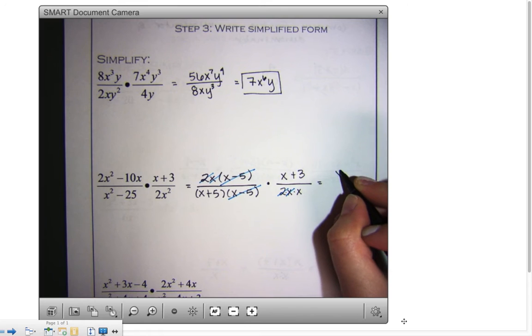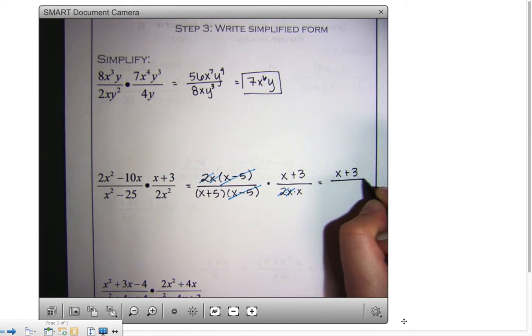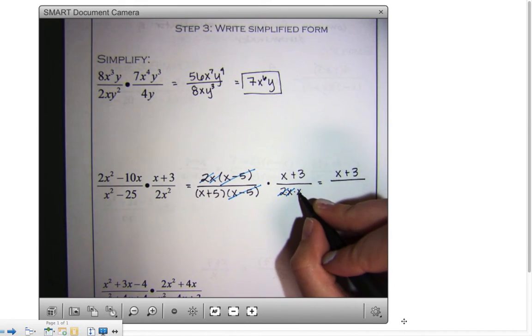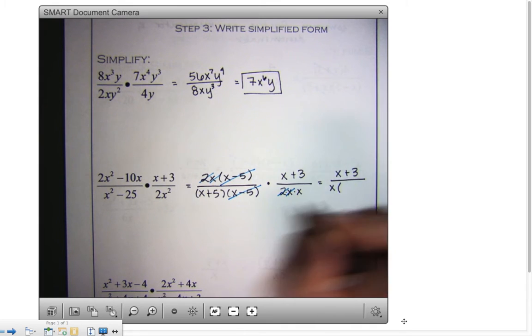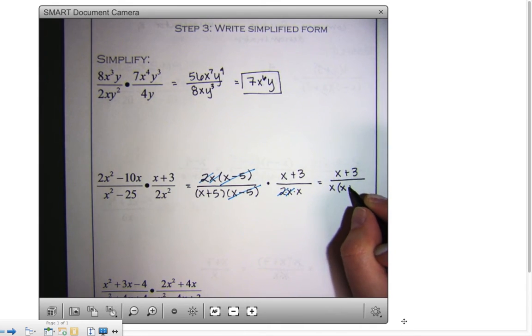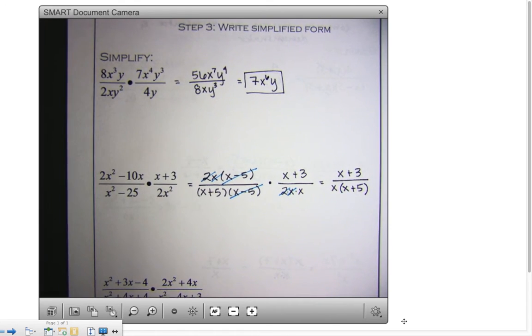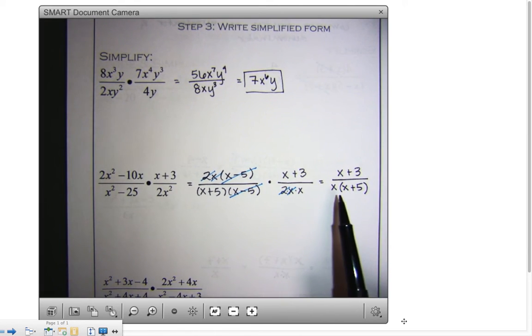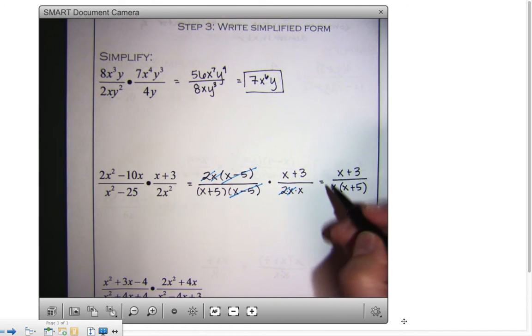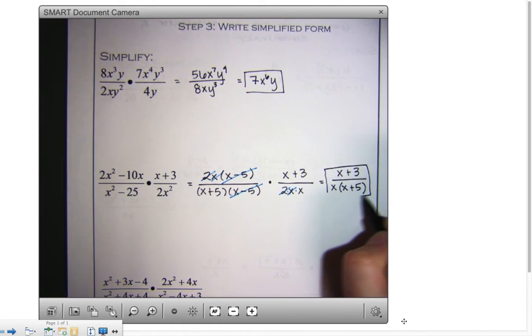So my simplified form is going to be x plus 3 over, I've got this x right here, times this expression, x plus 5. Now I want it simplified, so I'm not going to distribute the x back through. Okay, I'm going to leave it in its factored form.